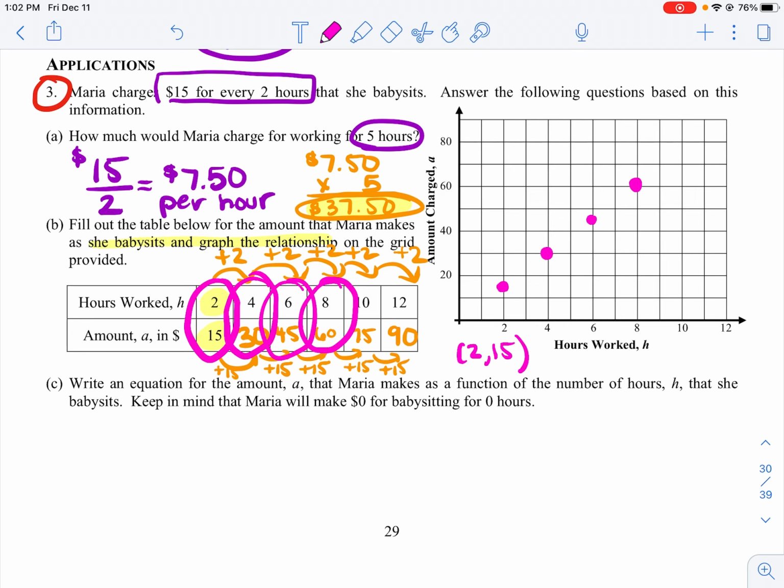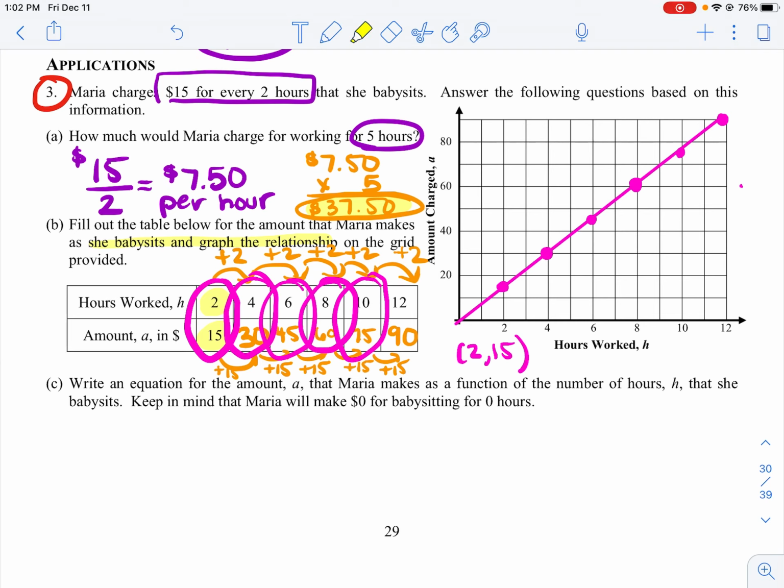Again, guys, feel free to pause the video, do this on your own, and then you can catch up with us in a little bit. And last but not least, 12 is with 90 at the very top. So I'm going to take and draw our line so we have a nice graph here. Okay? And again, it makes sense. The more she works, the more hours, the more money she's going to make.